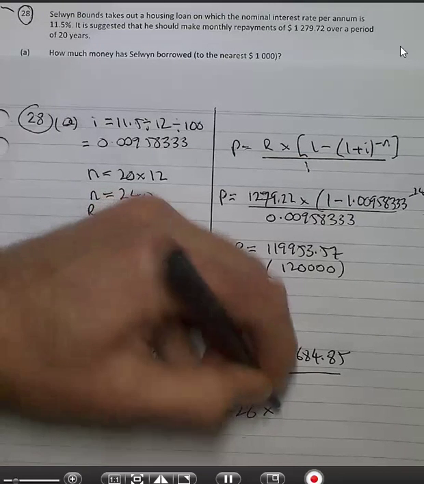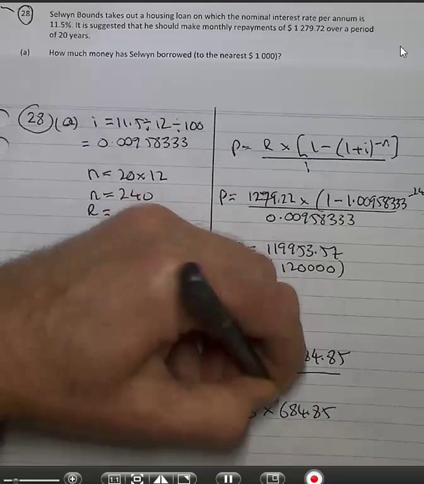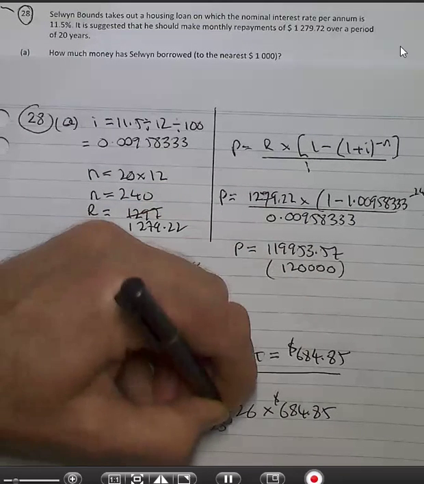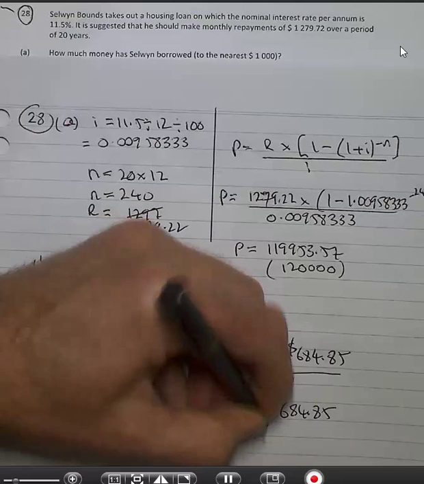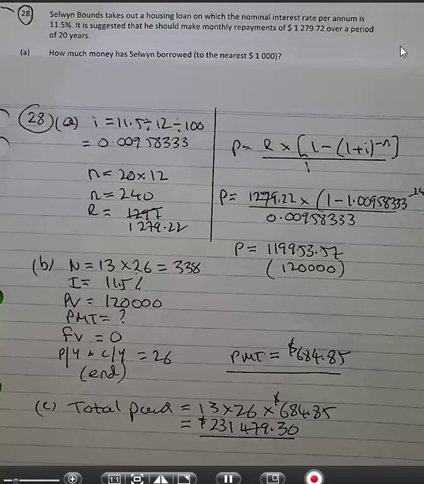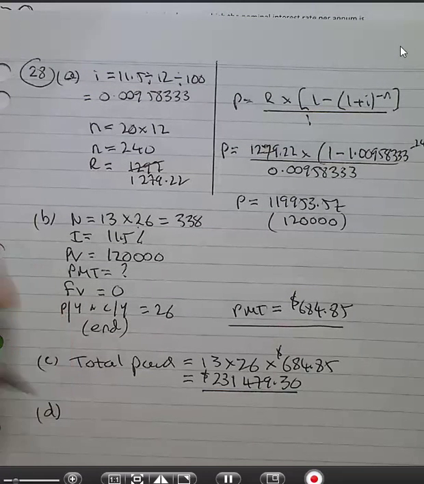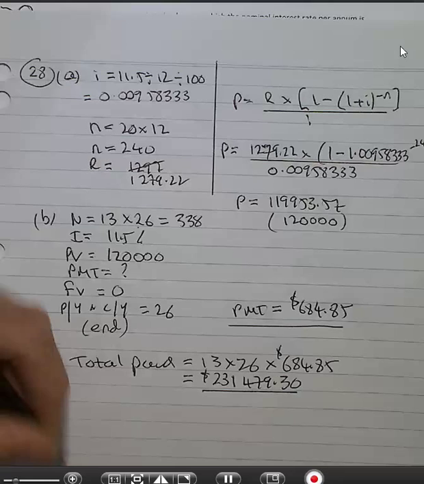13 years, 26 fortnights, and that's a total of $231,479.30. Now, my students in the past have been quite alarmed at the amount of interest that you pay on such a loan, but a bank is lending you a lot of money for quite a deal of time.